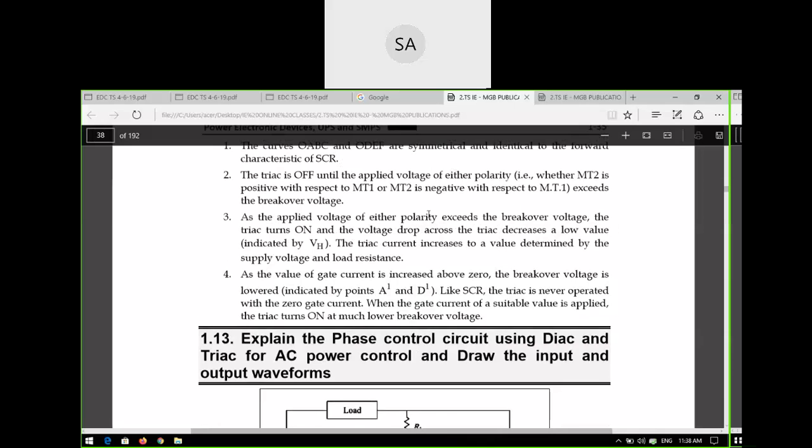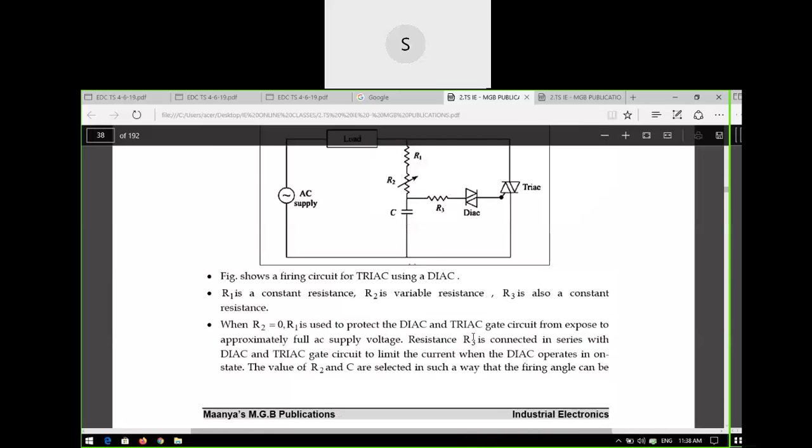Yes, sir. So what is alpha? Alpha is the firing angle. So what is the firing angle? The angle at which the TRIAC triggers on. The angle at which the device will trigger on.